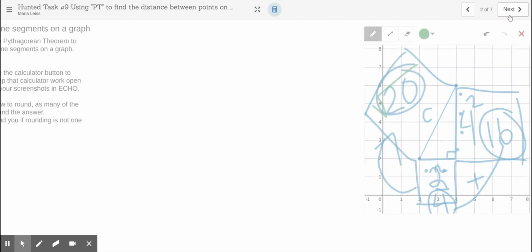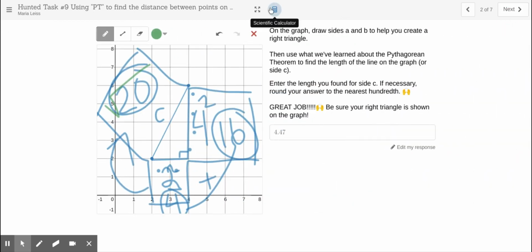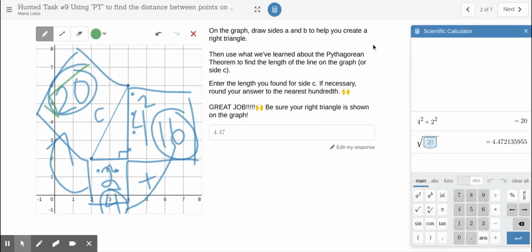Hopefully this helps you guys. Good luck on your work. Don't erase your calculator work, because even when you move to the next slide, it saves, and then we can see it from our teacher screen.